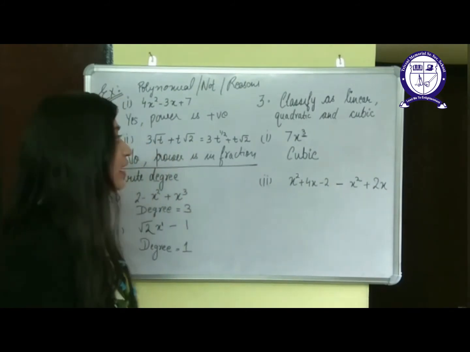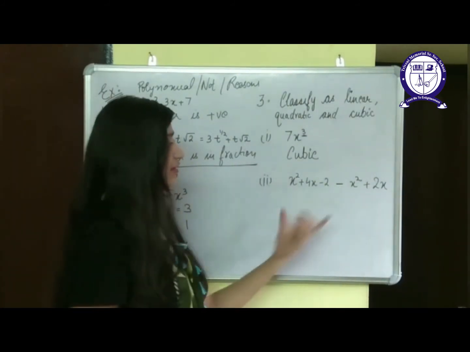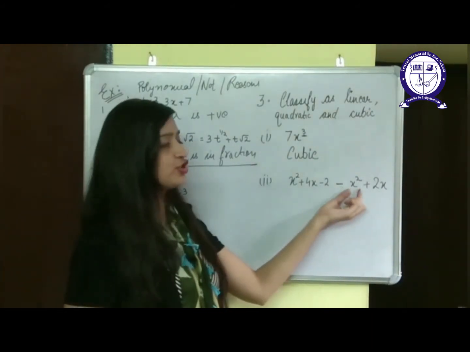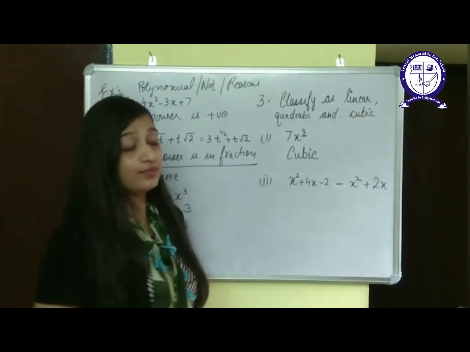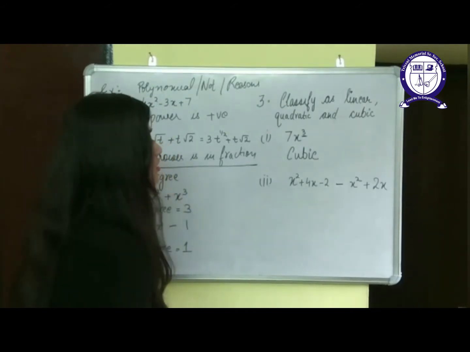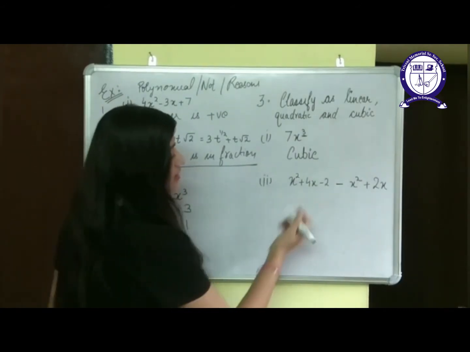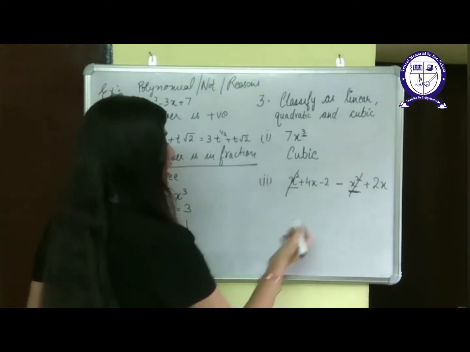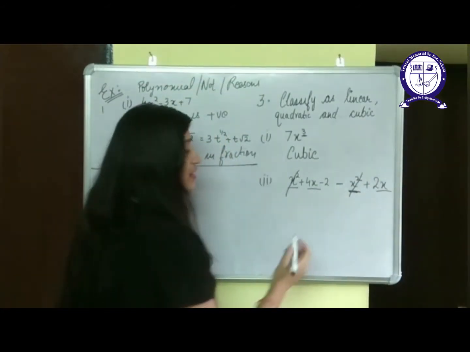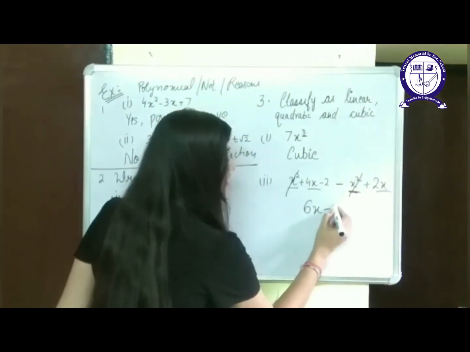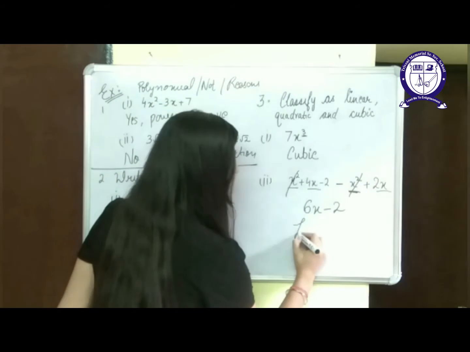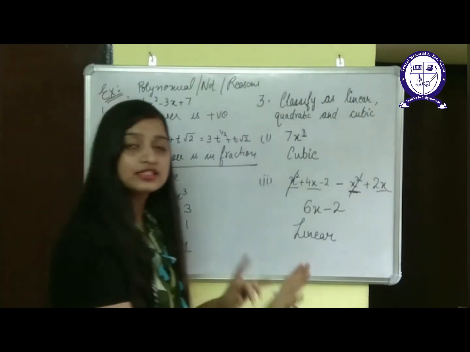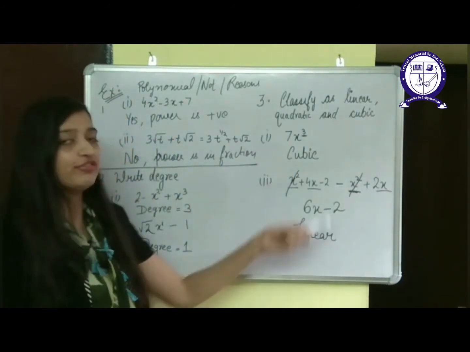Now in this question we are given this expression and some students see that the highest power is 2, so they say it is a quadratic. But for doing this, we need to simplify it first. If I see properly, this x square and this x square are getting cancelled, and 4x and 2x are getting added. So my polynomial is 6x minus 2, and this is a linear polynomial. So always first simplify the expression and then answer the question.